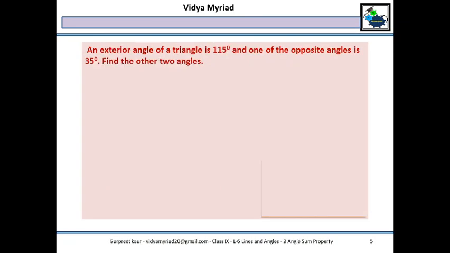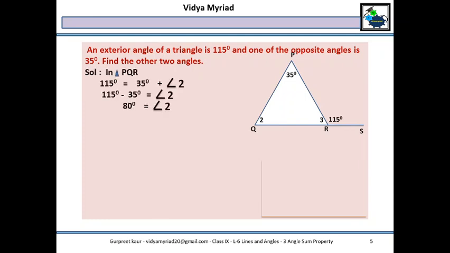Now let's begin with the question. An exterior angle of a triangle is 115 and one of the opposite angles is 35. Find the other two angles. So let's draw the diagram. You are given the exterior angle. You have given one interior opposite angle 35. You need to find out angle 2 and you need to find out angle 3.